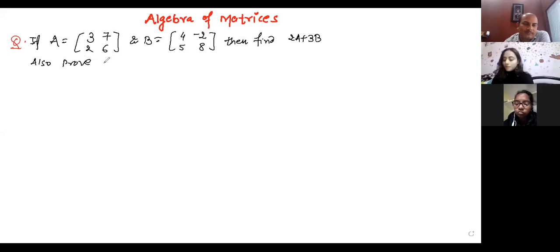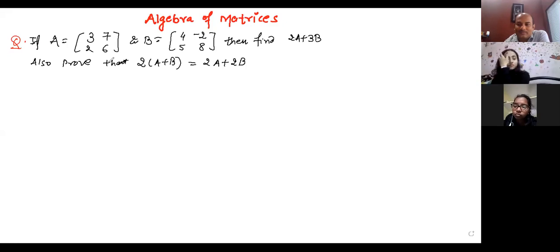Also prove that 2 times (A plus B) is equal to 2A plus 2B. Now, in this statement, basically I have used the formula or the property of the scalar part that we had discussed yesterday: the property of the multiplication of the sum of two matrices by a scalar quantity.